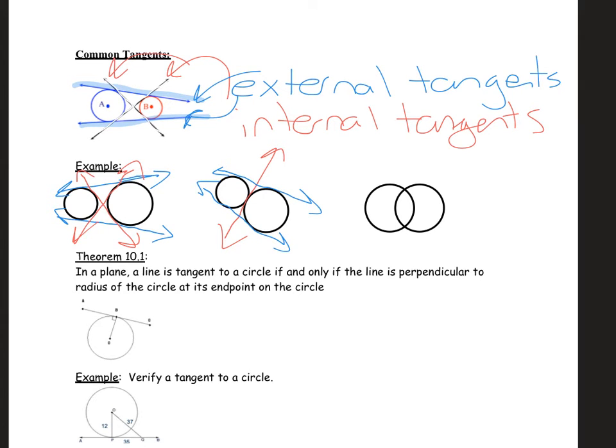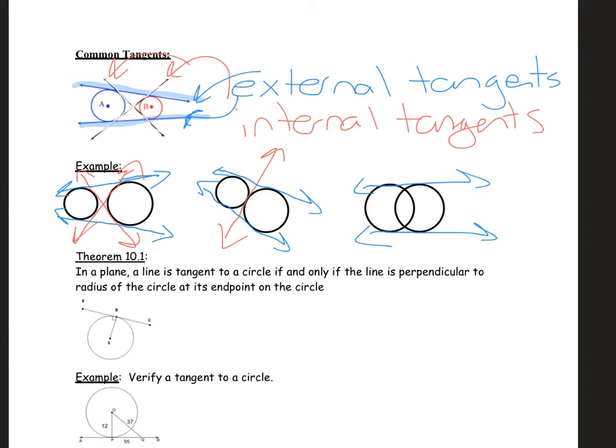And the last one is kind of like a Venn diagram. So there's actually no internal tangents because it would intersect a circle more than once. So this one's only going to have 2 common tangents, and those are going to be your external ones.